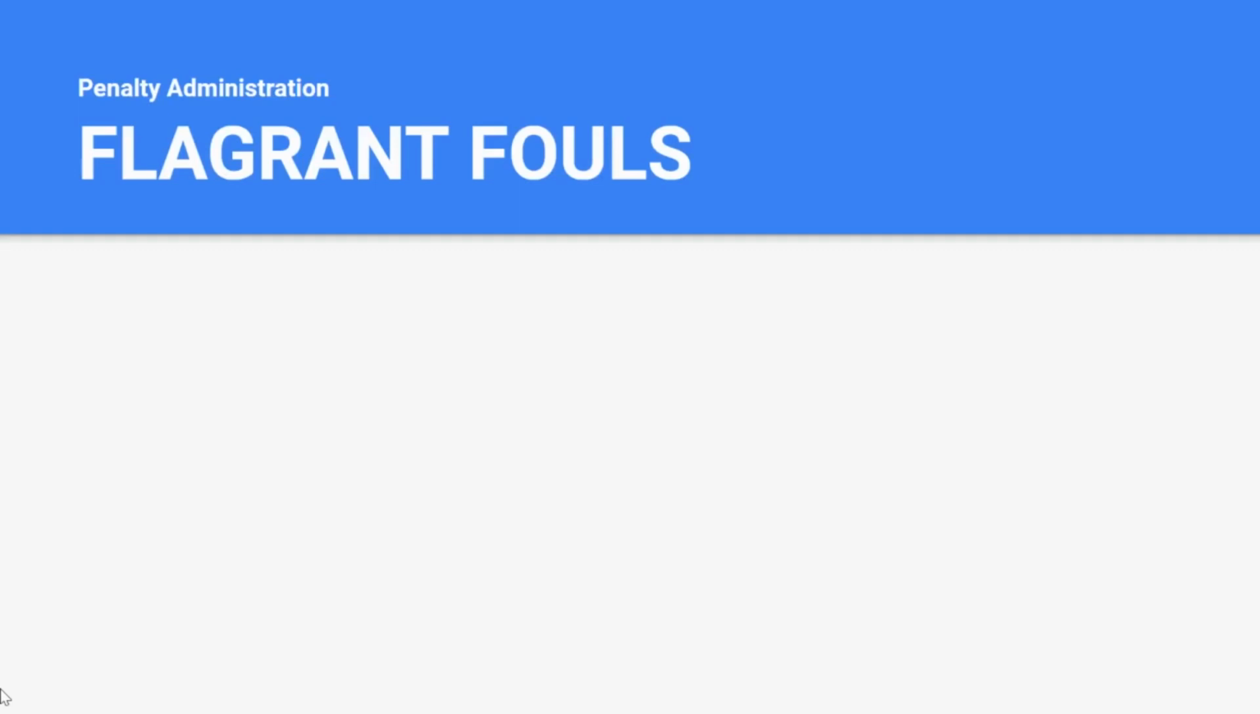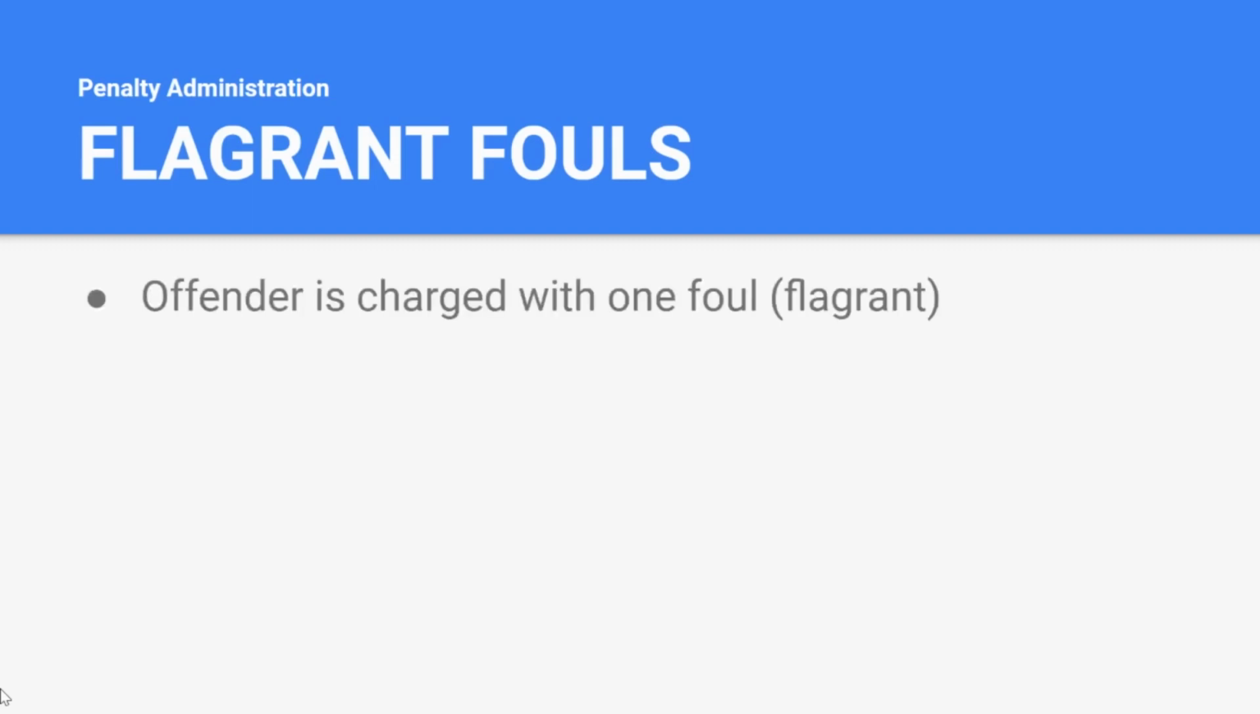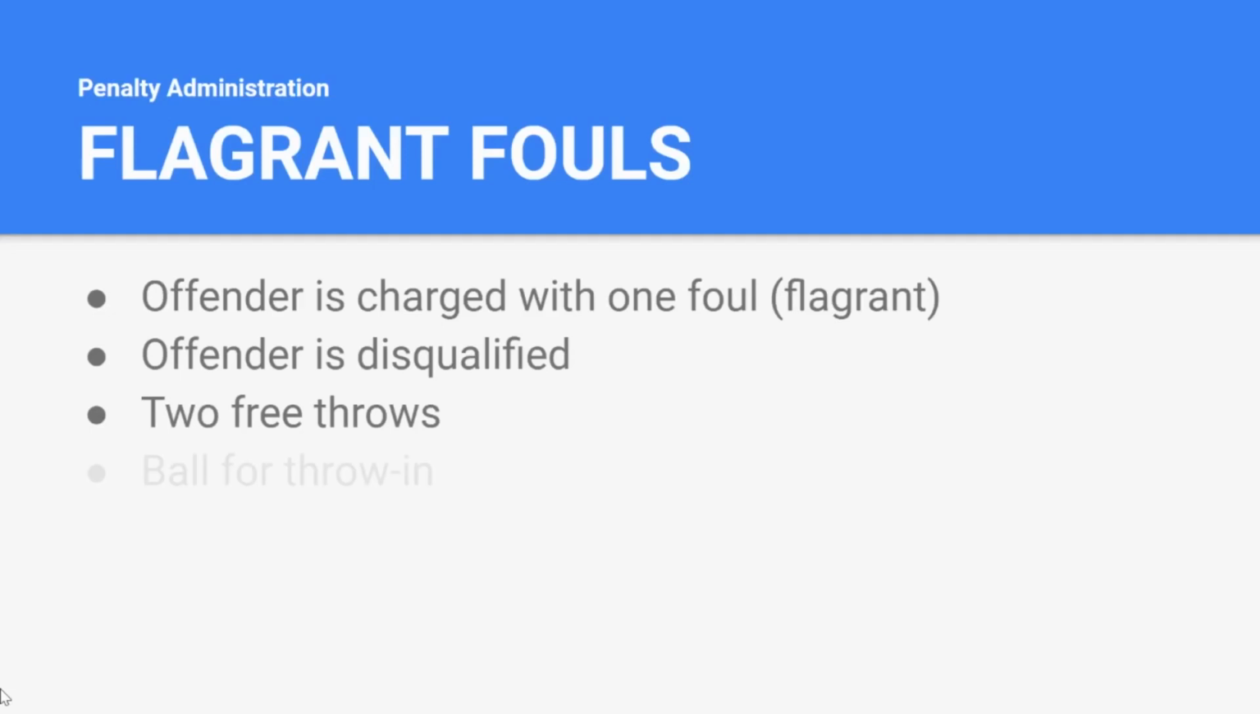So although flagrant fouls may be personal or technical, the flagrant fouls in these 3 plays are all personal. We noted their violent and excessive nature. Rule 4-19 states that personal flagrant fouls often involve violent contact, such as striking and kicking. Fighting is a flagrant act. The offender is charged with 1 flagrant foul, disqualified, 2 free throws, and then the ball for throw-in at the spot of the foul. Flagrant fouls always result in disqualification.